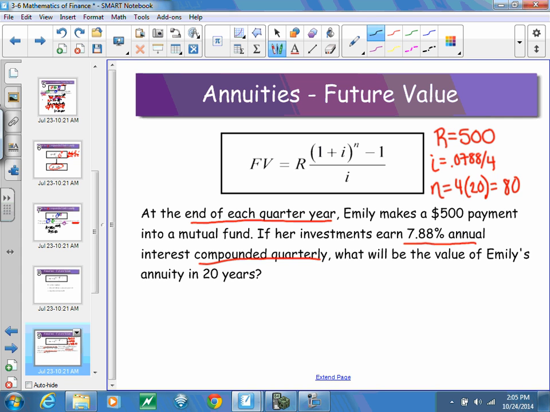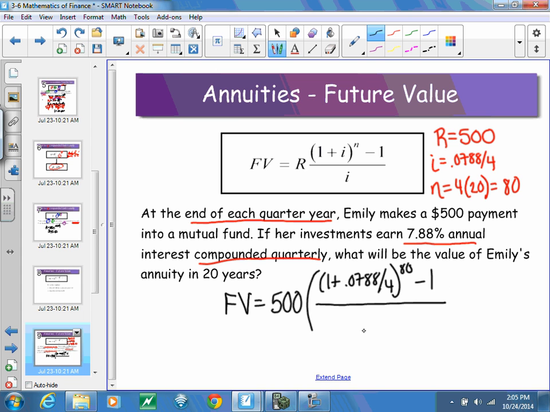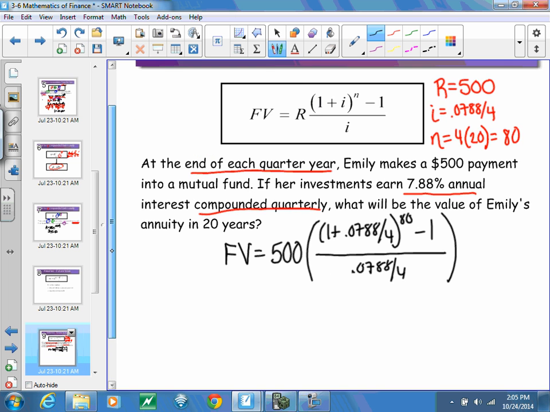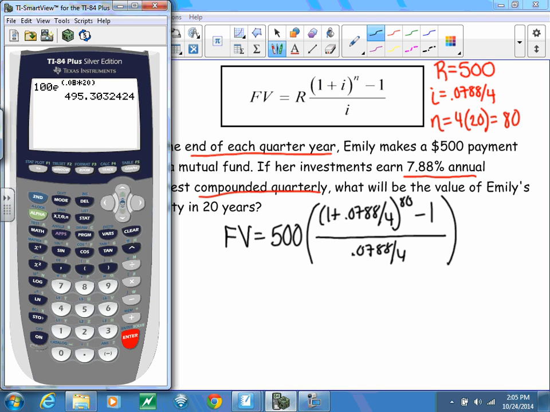Now if I plug everything in to figure out the future value of her mutual fund, we're going to take 500 times 1 plus 0.0788 divided by 4, take that to the power of 80, subtract 1 from it, and then take that entire quantity and divide it by 0.0788 divided by 4. Again, the hard part about this problem is putting it into your calculator and trying not to miss a really important step.